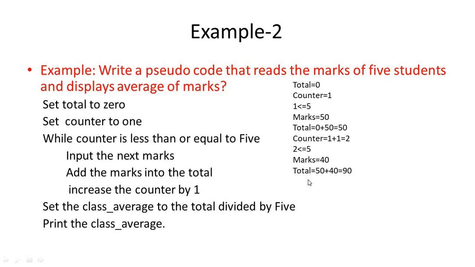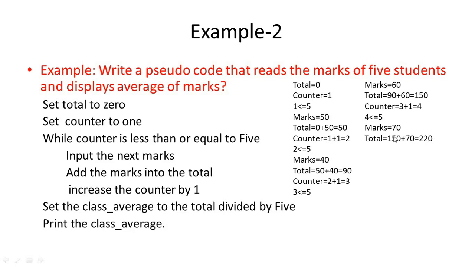Counter incremented by 1, 2 plus 1 becomes 3. Again 3 is less than or equal to 5, true. Again read the value of marks, 60. Total becomes 90 plus 60, 150. Counter will be incremented by 1, 3 plus 1 it becomes 4. Again 4 is less than or equal to 5, true. Again read the next marks, suppose 70. Then total 150 plus 70, 220.